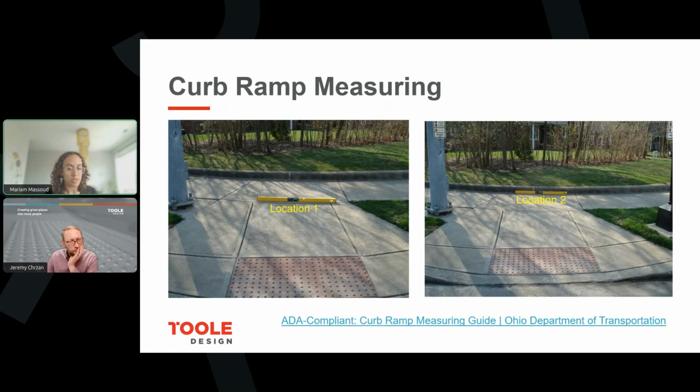This is pretty typical for how you would measure a curb ramp. Each component gets measured in multiple places. For the ramp itself, for example, if you were measuring the running slope, you'd put the level at the left side, in the middle, and then at the right side. You can search up the curb ramp measuring guide, and you'll find that on the ODOT website if you want to know more.